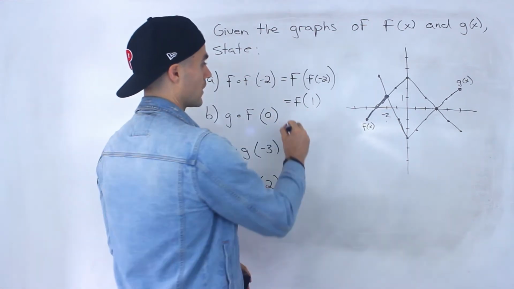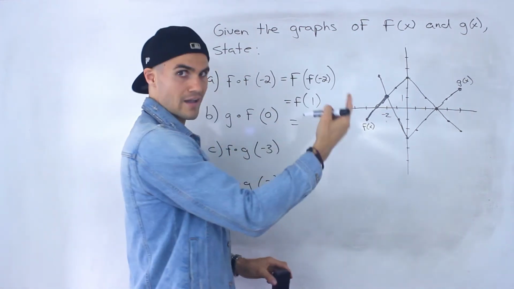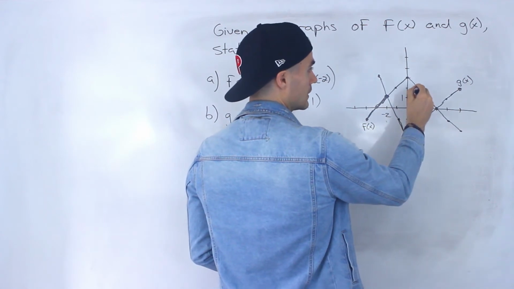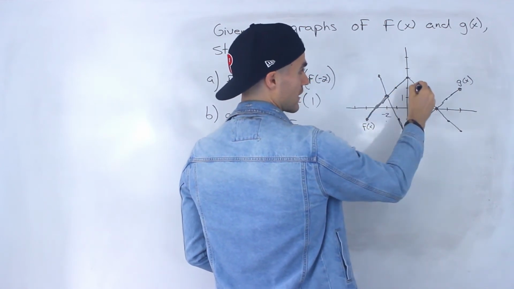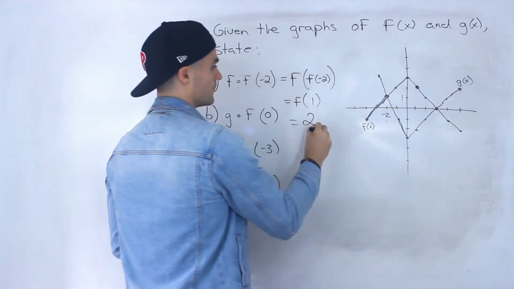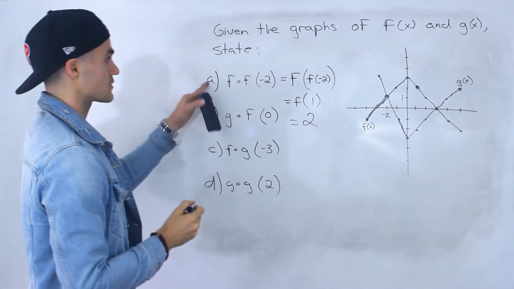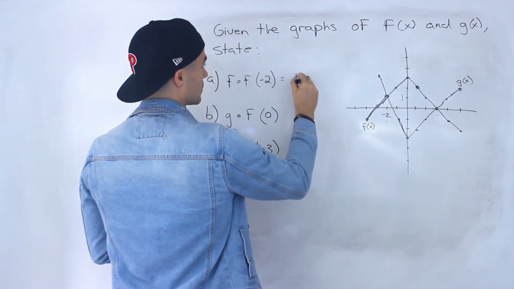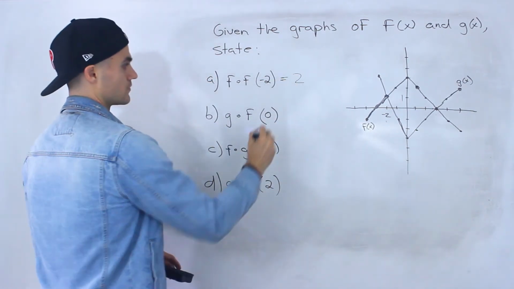And then what's f of 1? F of 1 is the y value at an x value of 1. On the graph f of x, the y value would be 2. So that's the answer for part A. Part A is equal to 2.